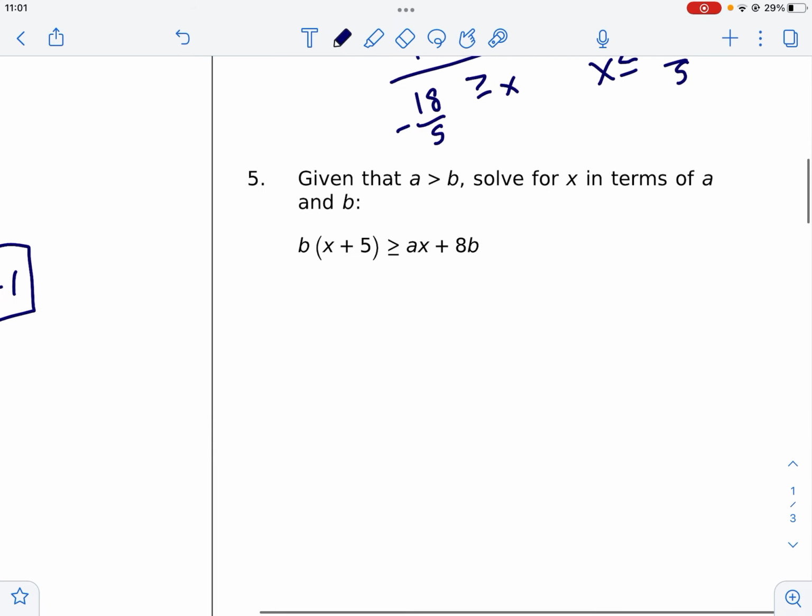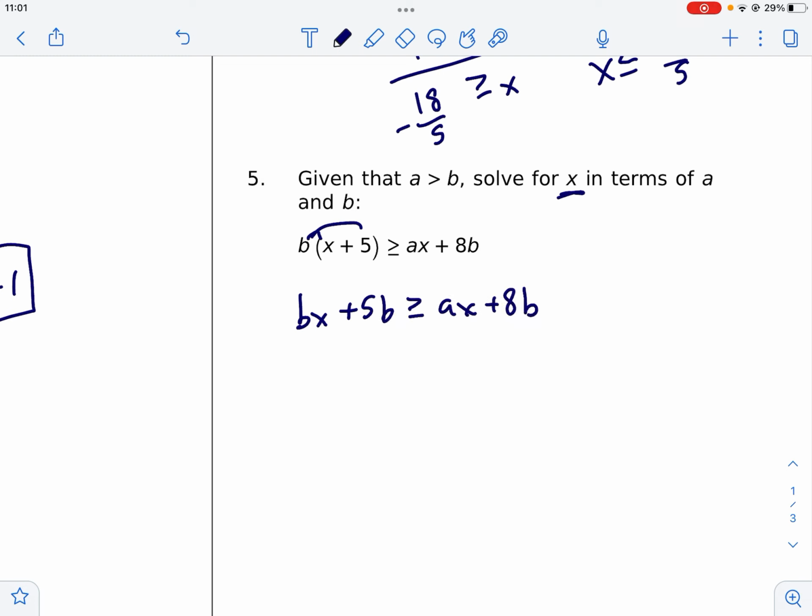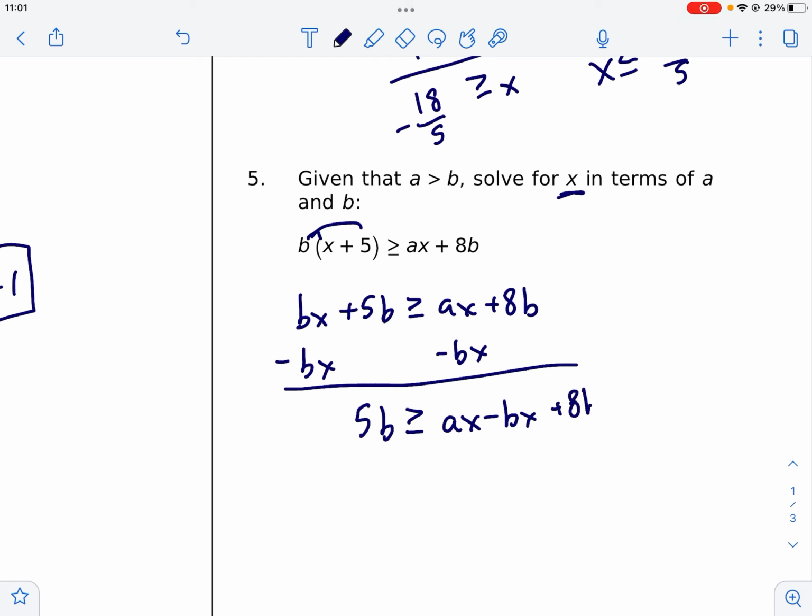And last but not least, for number 5, we're asked to solve for x. So as always, we can start by distributing. So bx minus 5b is greater than ax plus 8b. We'll want to move our x's to the same side of the equation. So we'll do minus bx here. From there, we'll want to move other terms away.